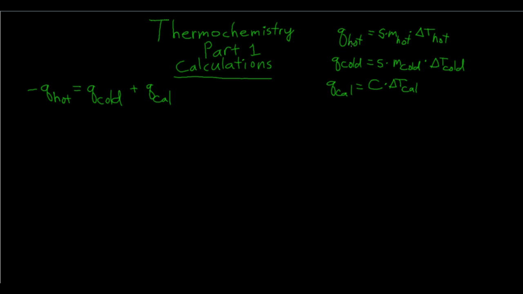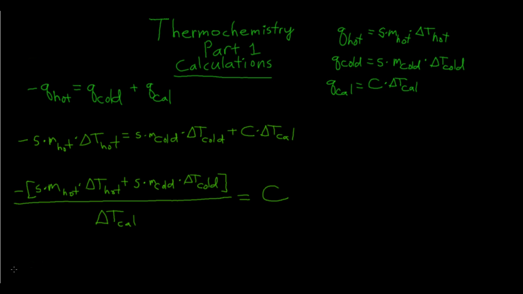Where Q hot, the thermal energy being transferred into or out of the hot water, is equal to the specific heat capacity of the hot water, S, times the mass of the hot water times the change in temperature of the hot water. Likewise, Q of the cold is S times mass of the cold times delta T of the cold. And Q of the calorimeter, we don't know the specific heat, and we didn't weigh the calorimeter, but we can write Q calorimeter as just the heat capacity, not the specific heat capacity, of the calorimeter, times the change in temperature of the calorimeter. C is going to be called our calorimeter constant. Our goal in this part of the experiment is to determine the calorimeter constant C.